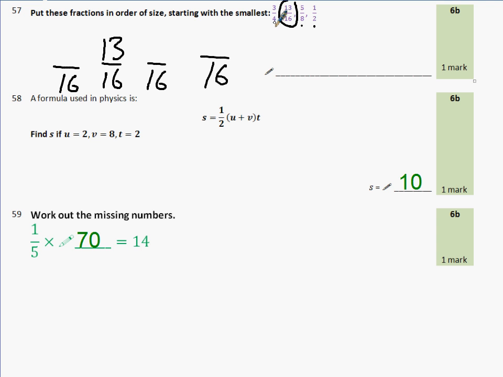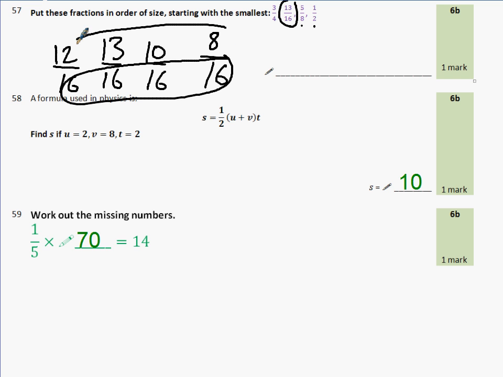3/4. To turn that into something out of 16, times the bottom by 4, times the top by 4, so you get 12. 5/8, times the bottom by 2, so you times the top by 2 and you get 10. And for this one, you times the bottom by 8, so you times the top by 8. What have you got? 4 fractions, all out of 16. You can now compare the numerators.